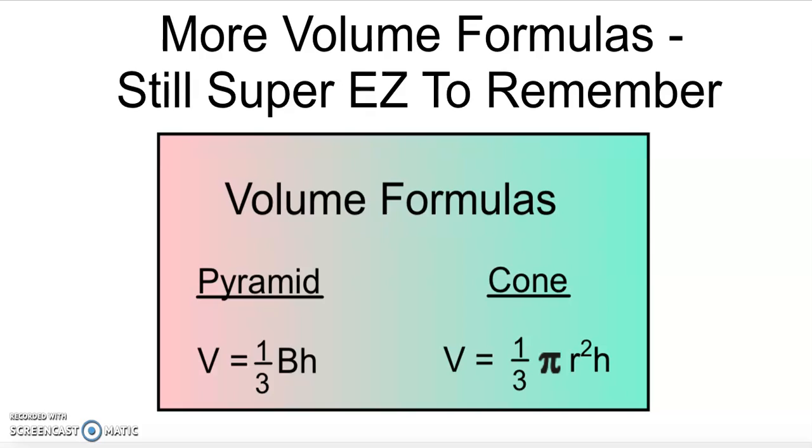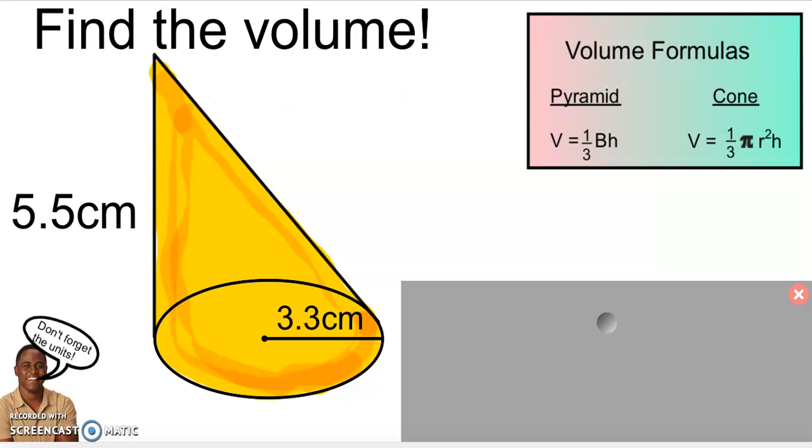And then for a cone, it is area of the base, which is going to be a circle, so it's going to be pi r squared, times the height, and then divide that by 3. So apparently when you make a solid pointy at the top, you lose about 2/3 of the volume, which is kind of an interesting deal. So let's take a look at an example here.